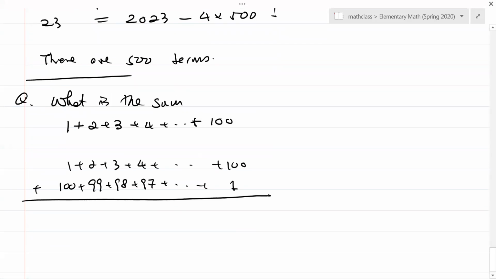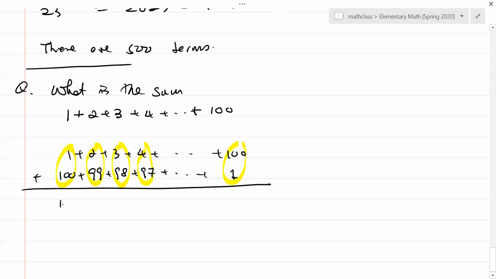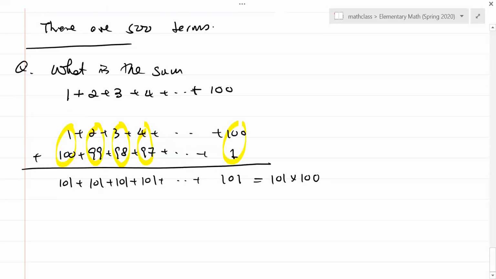When I do the adding, I add those together vertically instead. You can always regroup it when you add the two numbers together, right? So you get 101, 101. You always get 101. How many 101s are there? 100 terms. This is the place where you have to count the terms. 101 times 100. But this is double the sum, all right? The second row, you just reverse the order of those numbers.